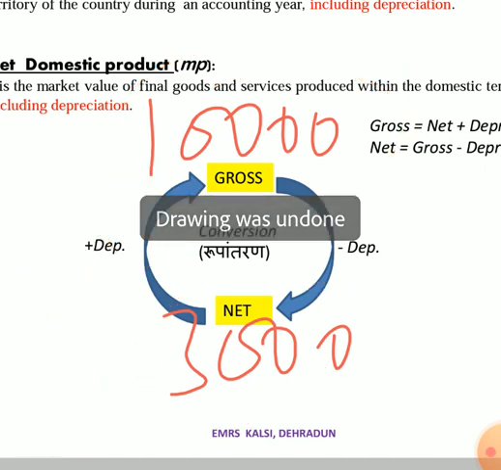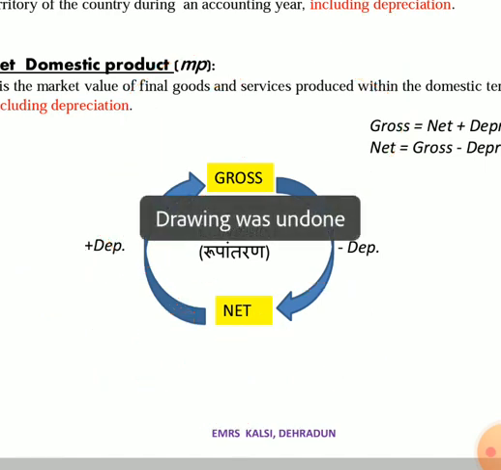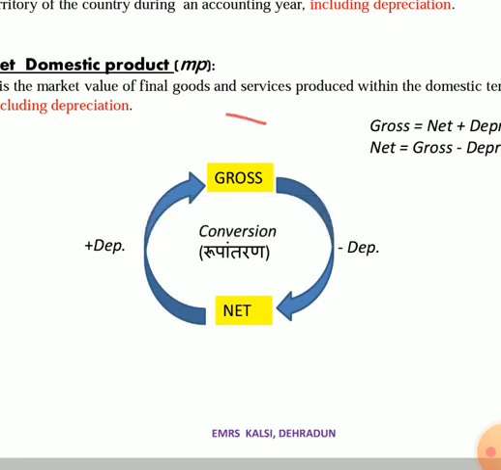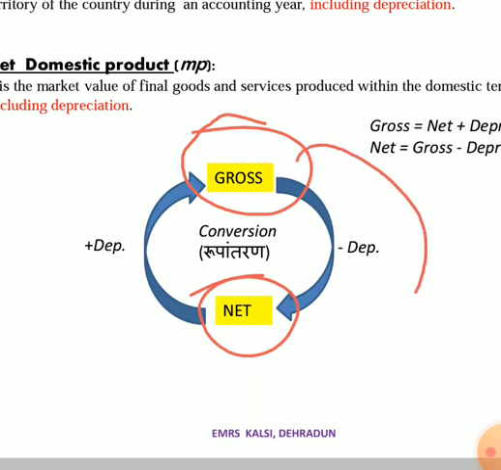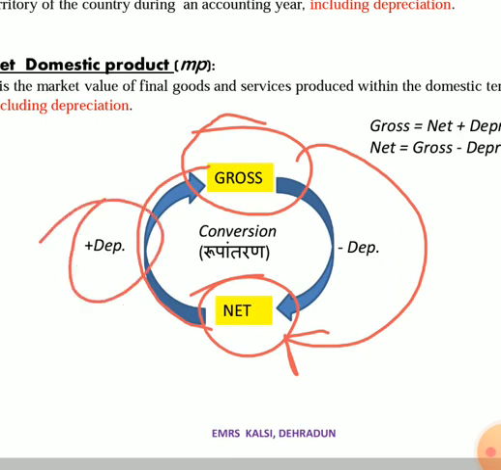Now the main thing we have to understand is, in your exam, gross value will be given in the question and you have to convert that gross value into net value. So how will you convert? If we have to convert gross value into net value, then we have to subtract the depreciation. And if we have to convert net value into gross value, then we have to add the depreciation. This is how we can interchange the terms.